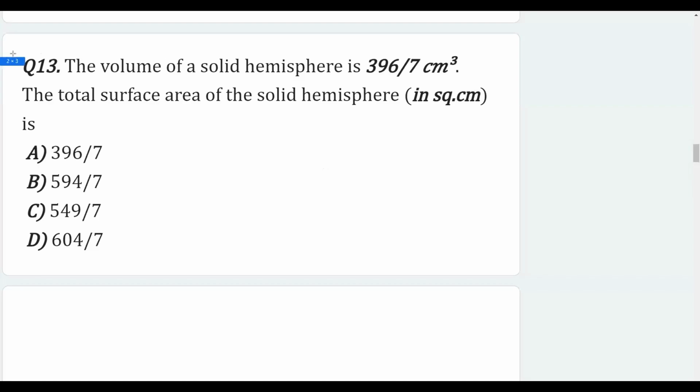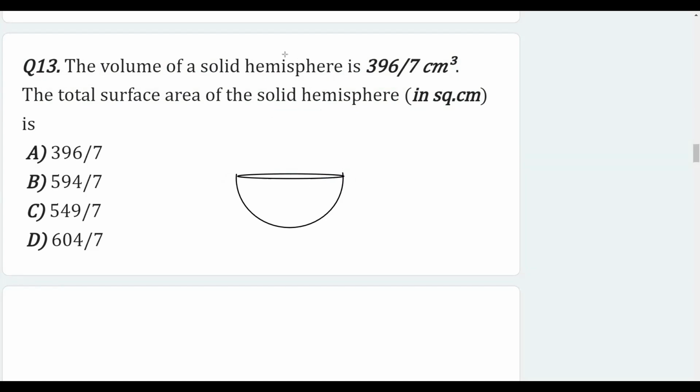The next question, from the chapter Surface Area and Volume, says the volume of a solid hemisphere is 396 over 7 centimeter cube. We have to find the total surface area of the solid. You know what a hemisphere is: half of a sphere is a hemisphere. Let me erase this part. So this is a hemisphere.